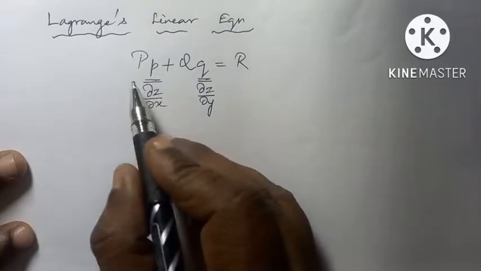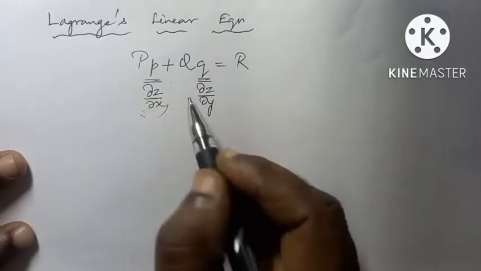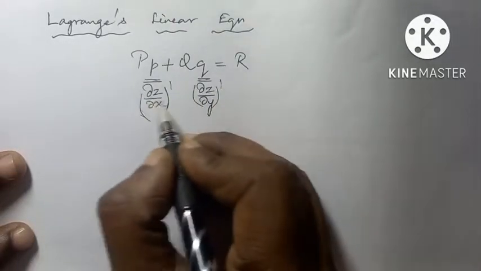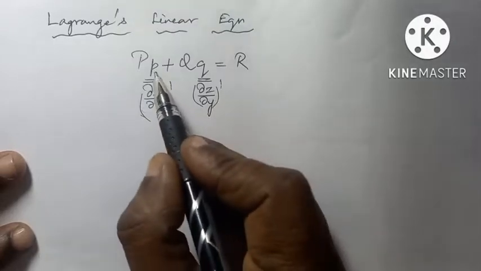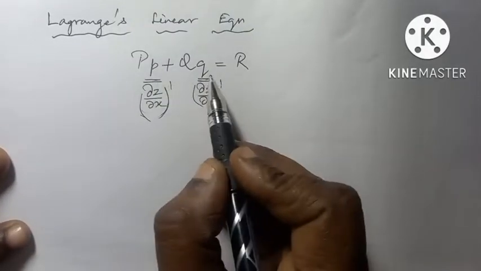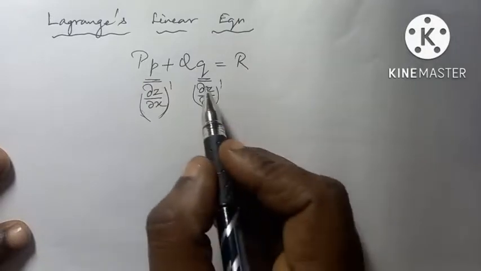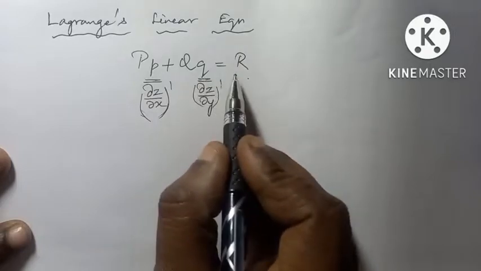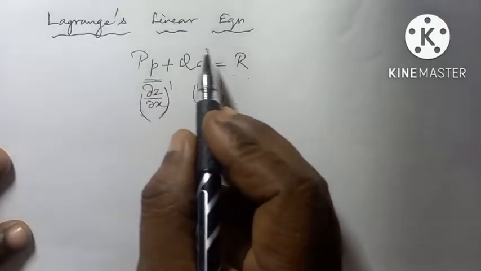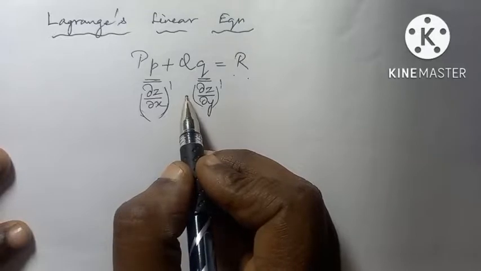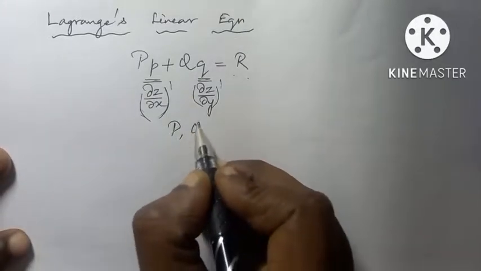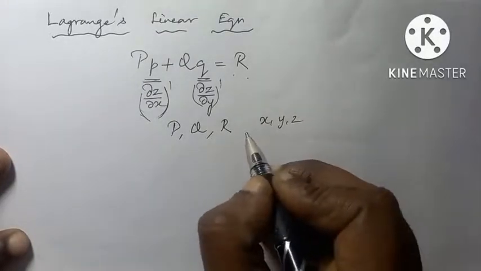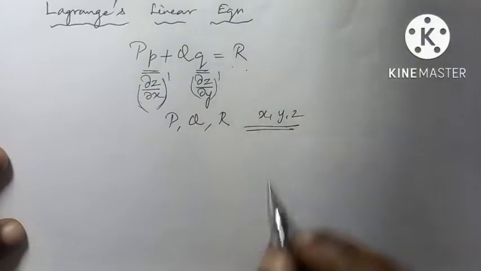And the degree of this equation is 1. The degree of the equation is 1, hence it is a linear equation. And since p and q represent partial derivatives, that's why it's a partial differential equation and linear equation. If the equation is in the form Pp plus Qq equal to R, then the equation is said to be Lagrange's linear equation, okay? Here capital P, Q, R are functions of x, y, z.